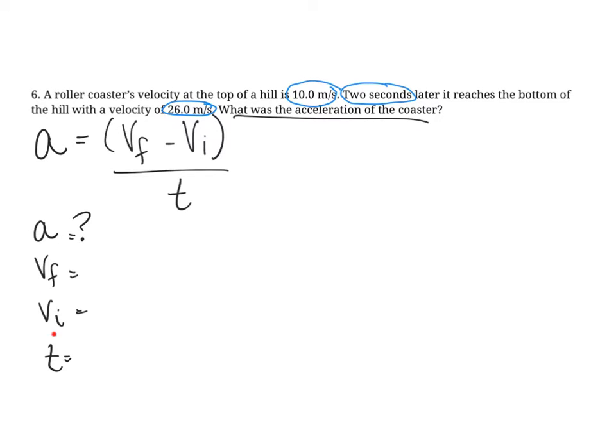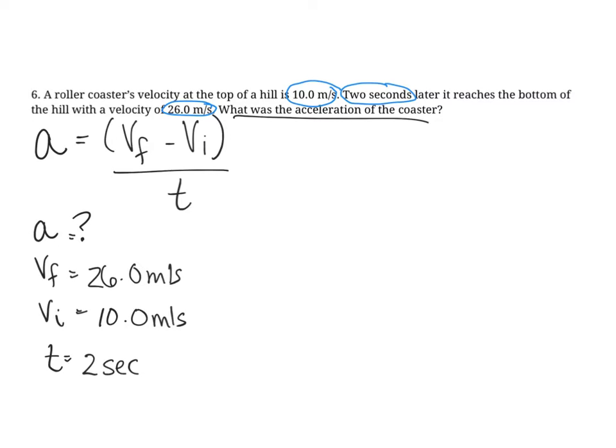So now I need to start identifying what's V final, V initial, and time. As I go, the first thing that's listed is 10 meters per second. So that's how fast my roller coaster is going at the start, and that would be my initial velocity. Then it says 2 seconds later, so that's got to be my time. And then at the bottom of the hill, I was going 26 meters per second. So that's how you outline your variables. Figure out what was the starting thing, what was the ending thing, what is the time, and you'll be able to get this.